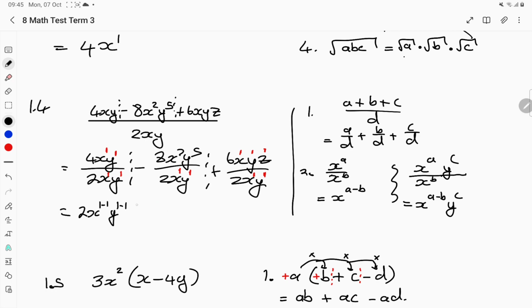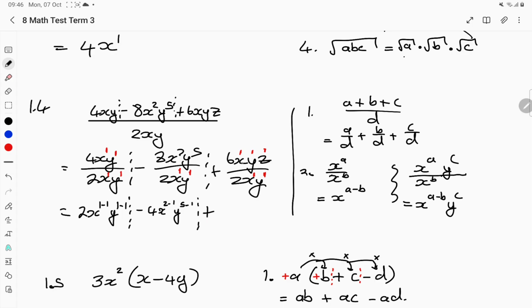Looking at term number 2 here, separate out our term. We have an 8 over 2, which is a 4. We have an x squared over 1, which is x squared minus that 1 exponent. And then we have a y^5 over y^1, so we have y to the power 5 minus 1: numerator exponent minus denominator exponent.